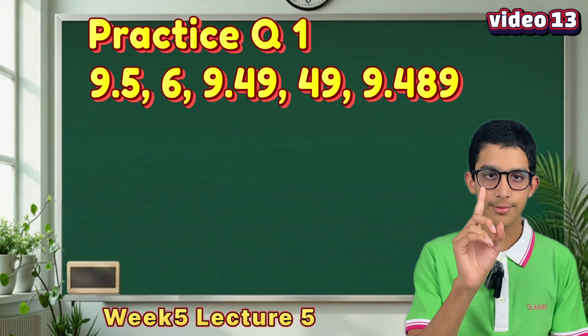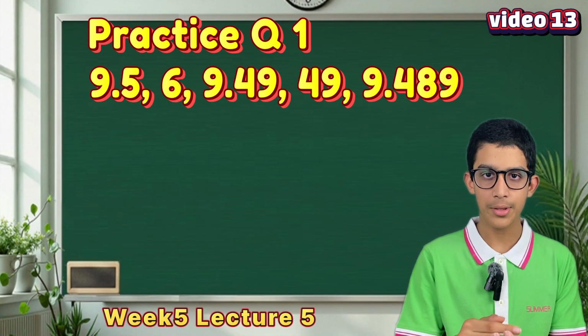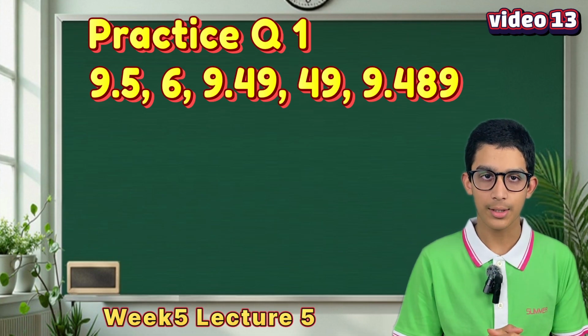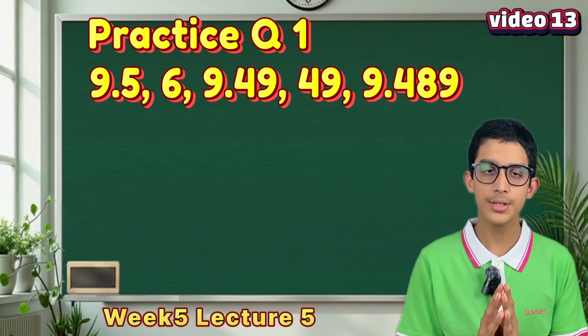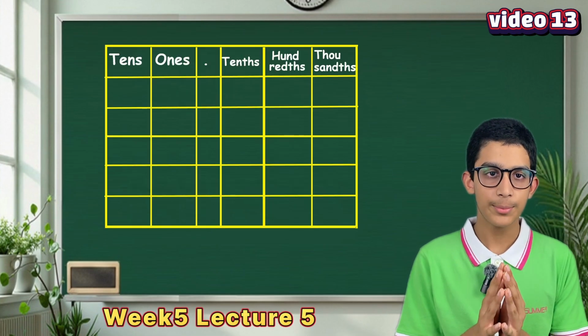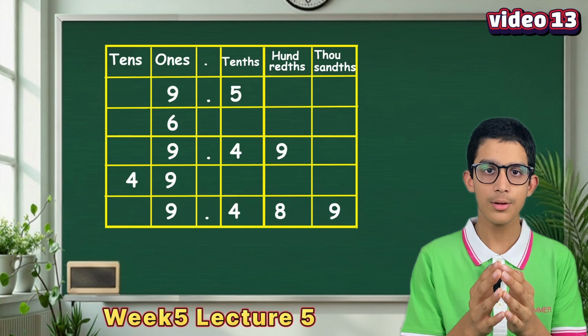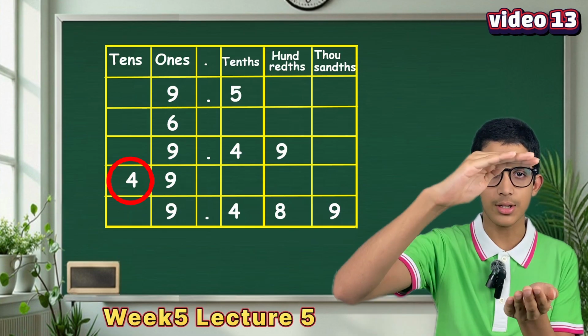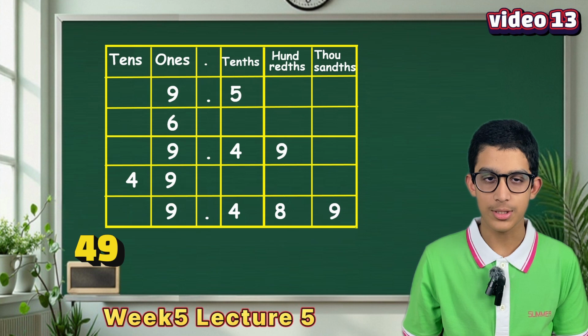Practice question 1. Order the numbers from the largest to the smallest: 9.56, 9.49, 49, and 9.489. Let's put these numbers in the table. Only 49 has a tens value, so it is the largest. So we put it first.